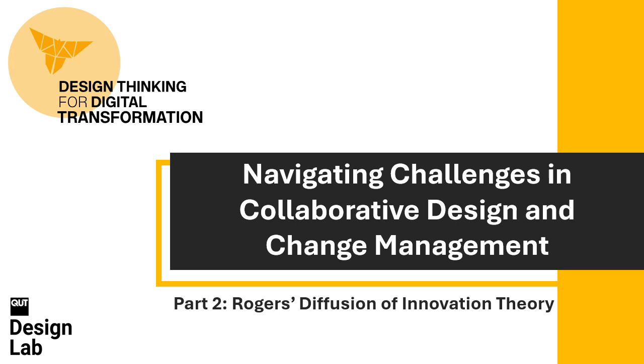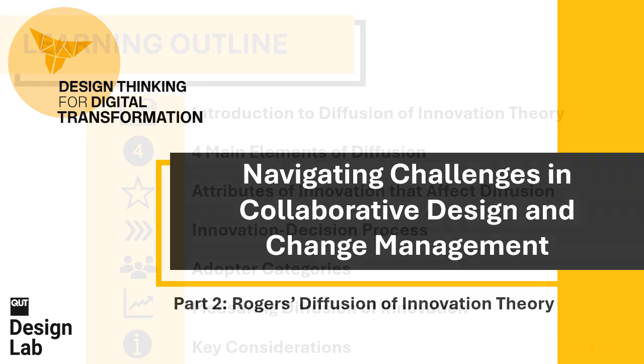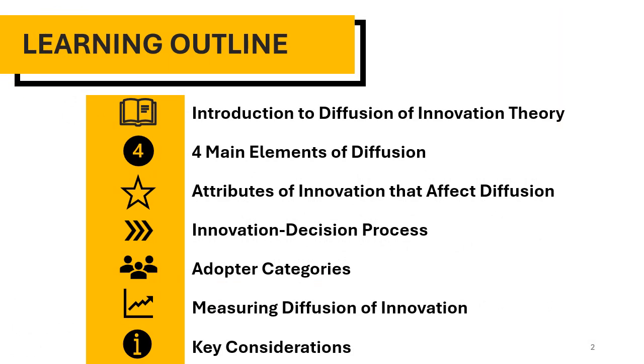Welcome to Navigating Challenges in Collaborative Design and Change Management, Part 2, Rogers' Diffusion of Innovation Theory. Today we'll be walking through the introduction to the theory. We'll look at the four main elements of diffusion. We'll look at the attributes of the innovation that affect diffusion. We'll look at the decision-making process that people go through, the adopter categories, and how we might measure diffusion of innovation.